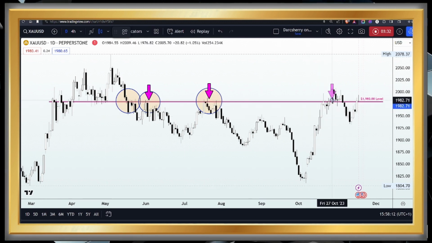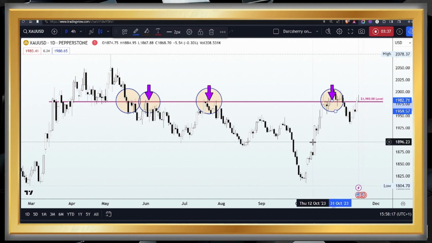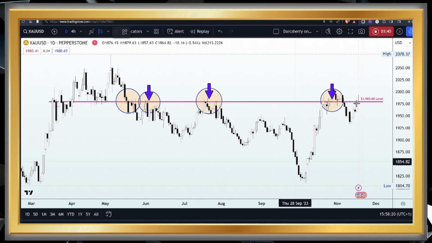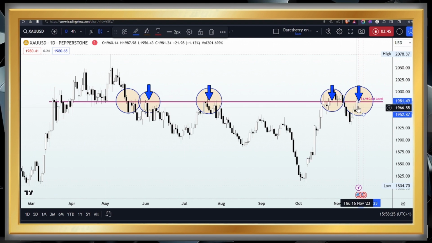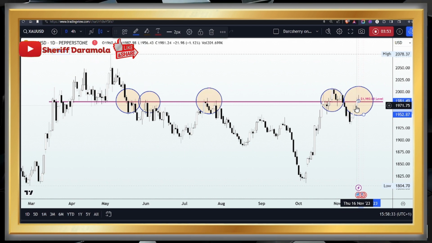However, we saw a little bit of a breakout here at the beginning of this month, but as you will see, price action is back into that structure, as we saw in last week's trading session, how price closed around the 1,980 level with a shooting star candle, which technically reveals the presence of sellers at this particular point in time.